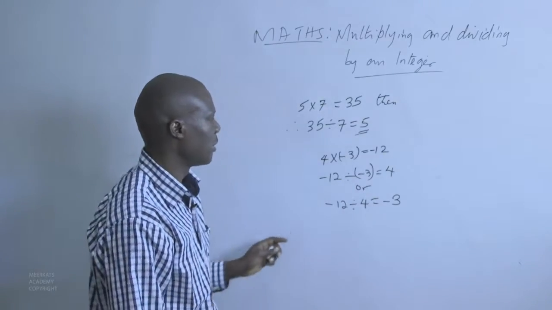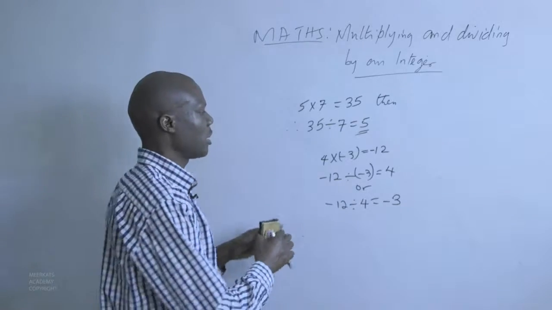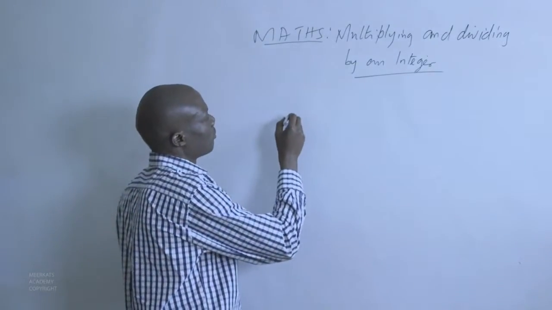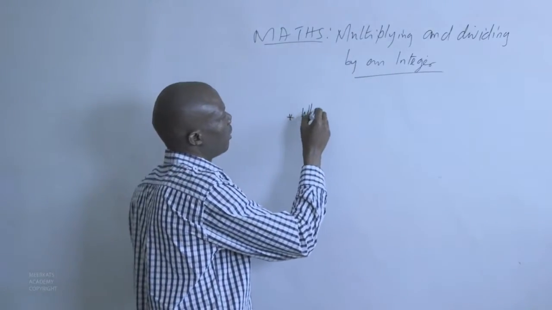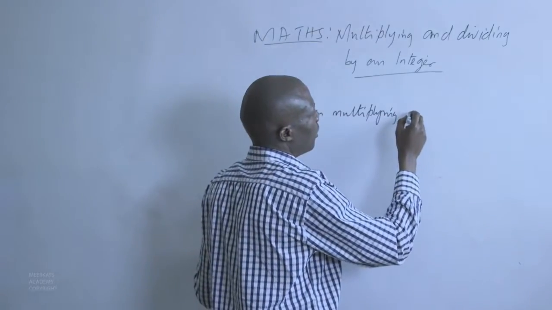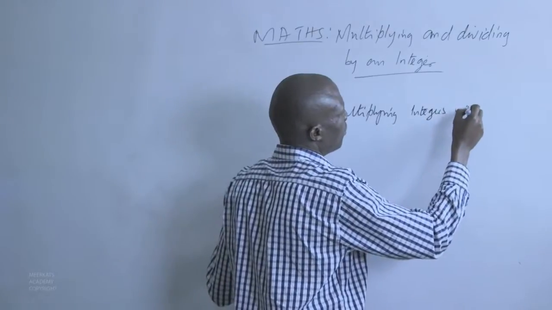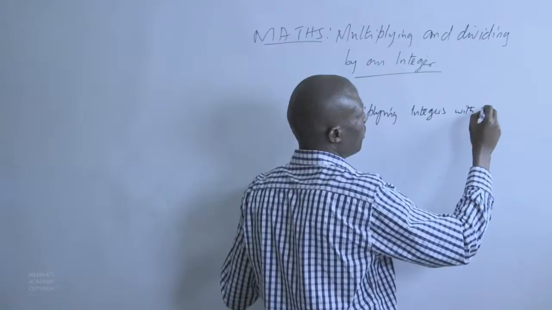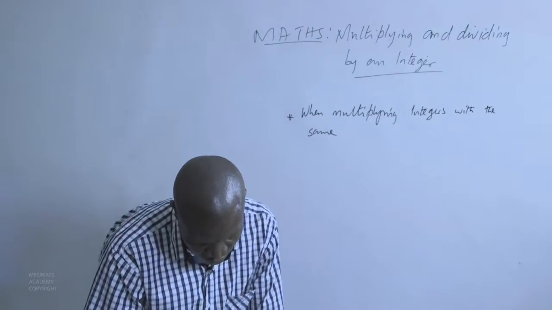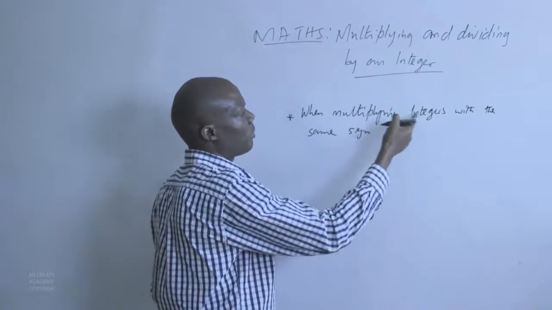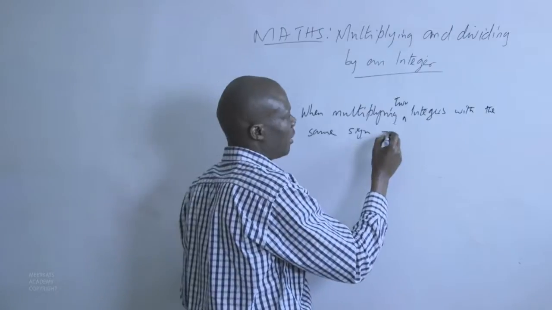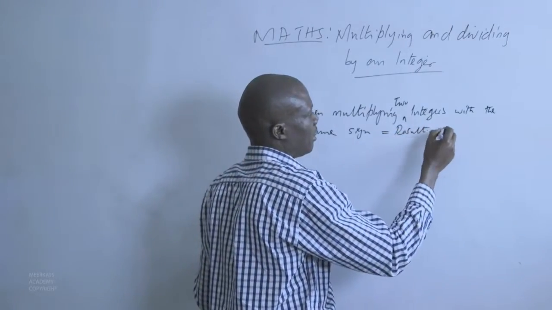which simply says that when you are multiplying, both multiplication and division, we can conclude and say that when multiplying integers, let's say two integers with the same sign, then the result is positive.